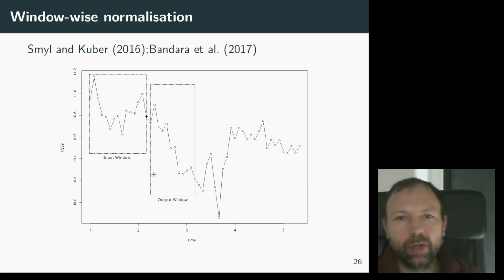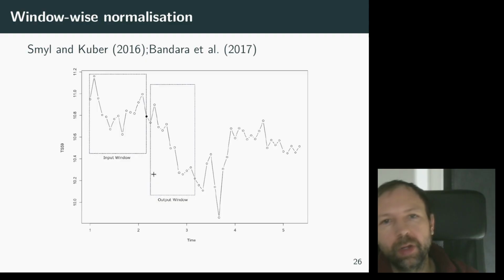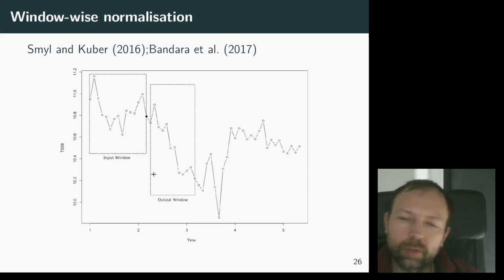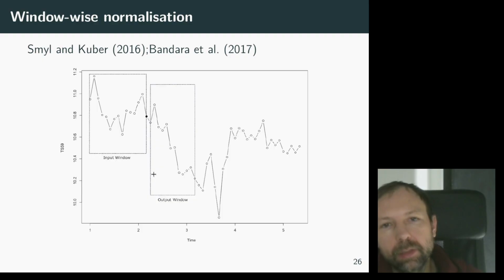Another idea that is nowadays really quite standard in machine learning is window-wise normalization, which I first came across in the work of Smul and Kuber in 2016. And then we adopted that in 2017 in our work, where the idea is, okay, we have an input window, we have an output window. Let's just normalize only the windows, right? We are not going to normalize the whole series before we do something with it, but we normalize each window. And now you can do different things. You can calculate just the mean over your window.